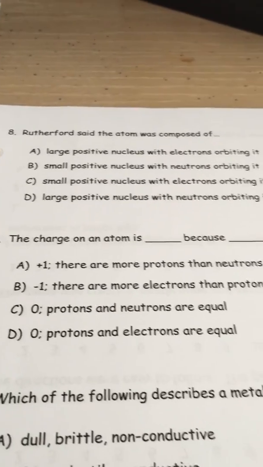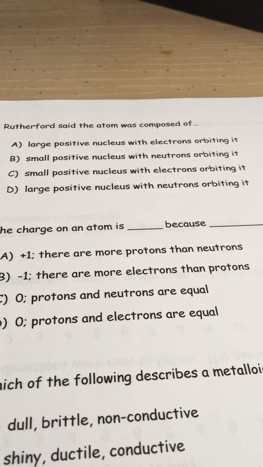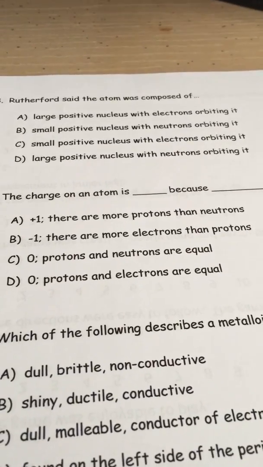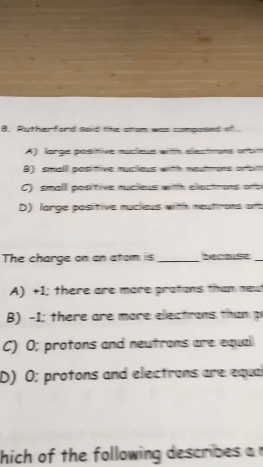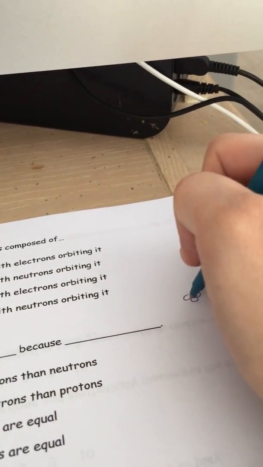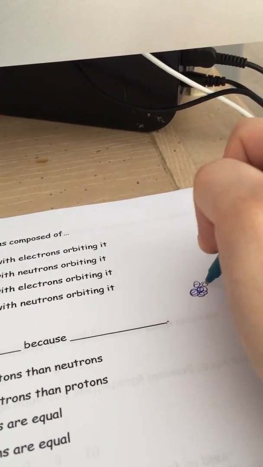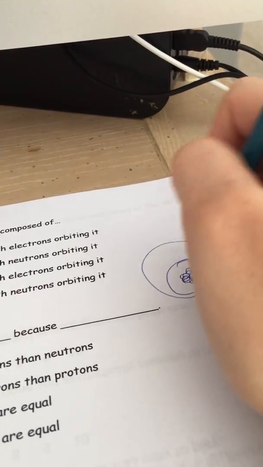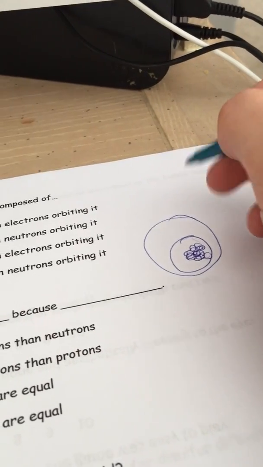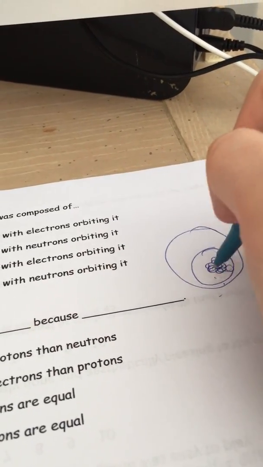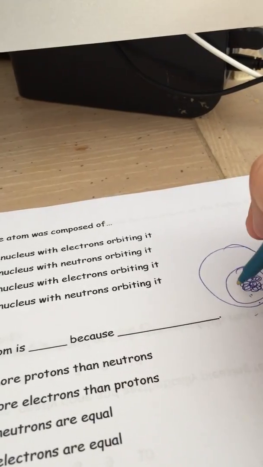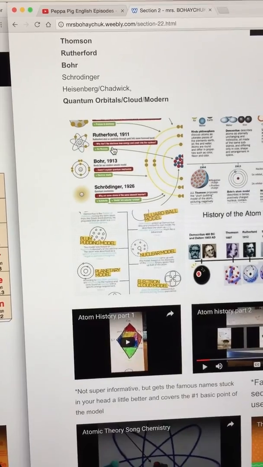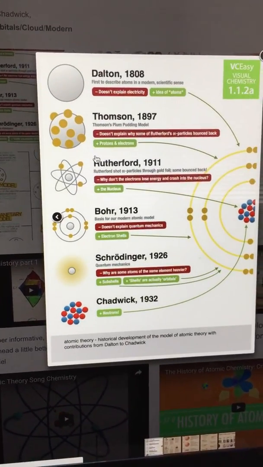Moving on, then we had Rutherford. What did he say? The atom was composed of what? So that was Dalton, Thomson, Rutherford, which is before the Bohr model. The Bohr model has the nucleons: in the nucleus we had the neutrons and the protons, and around that was the electrons. So before that, what happened? This is where we get our typical model. So it'll be this one where we look at Rutherford.